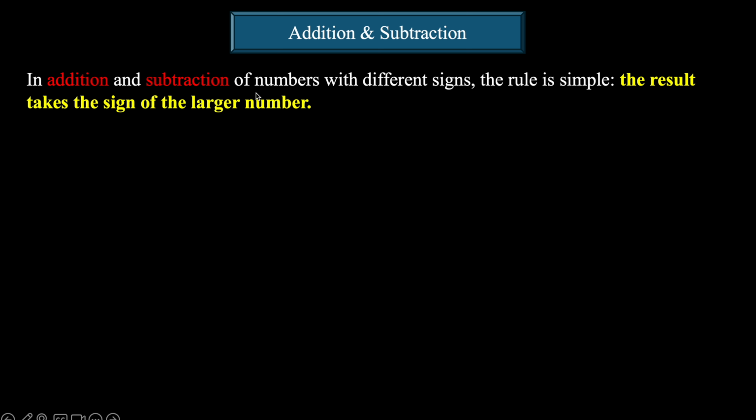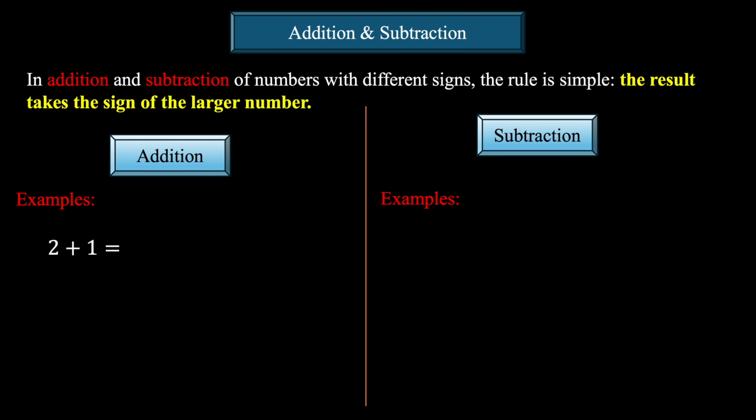In addition and subtraction of numbers with different signs, the rule is very simple. The result takes the sign of the largest number. Okay, so let's see an example. Here we have 2 plus 1. So both have the same sign. So what we do, as I told you, we don't write plus, we just write 3. Why? Because it is plus, so it is positive. We don't need to put any sign.